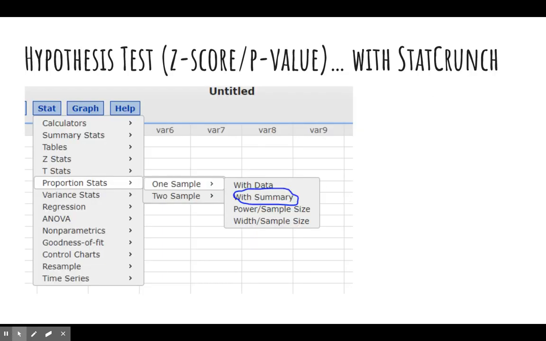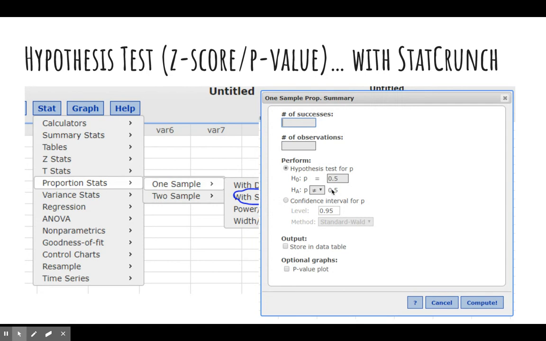And again, we're going to use StatCrunch. So how to use StatCrunch? It is the exact same steps as a confidence interval, but instead of clicking confidence interval, you click hypothesis test. But it's still proportion stats, one sample with summary. Same exact steps. With chapters 16 and 17, you were picking confidence interval. Now you're going to be doing hypothesis test. And you're just going to put in your value for your null and then select the direction of your alternative.